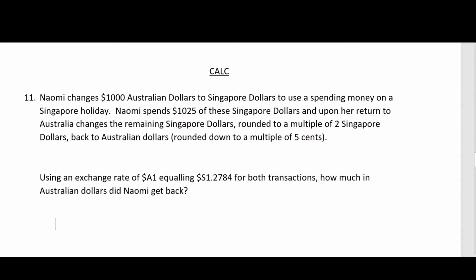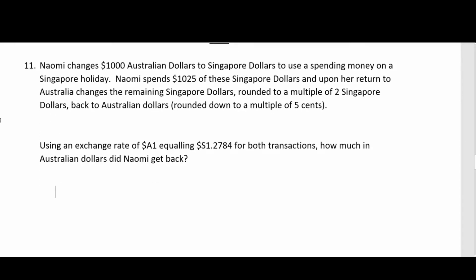Question 11. Naomi changes 1,000 Australian to Singapore dollars to use as spending money on a Singapore holiday. Naomi spends 1,025 of these Singapore dollars, and upon her return to Australia, changes the remaining Singapore dollars rounded to a multiple of 2 Singapore dollars back to Australian dollars rounded down to a multiple of 5 cents. Using an exchange rate of $1 equaling 1.2784 for both transactions, how much in Australian dollars did Naomi get back?